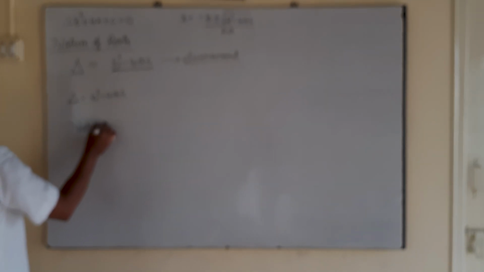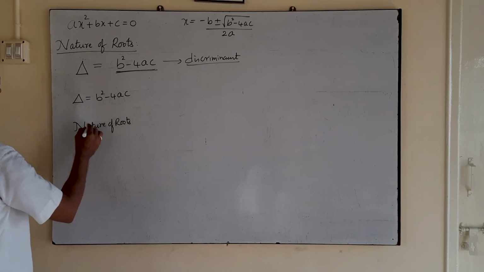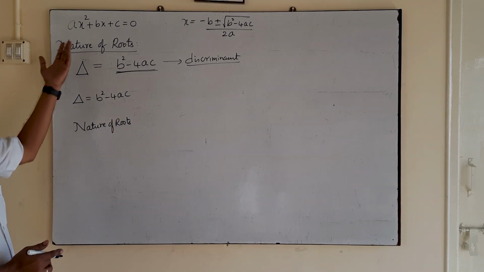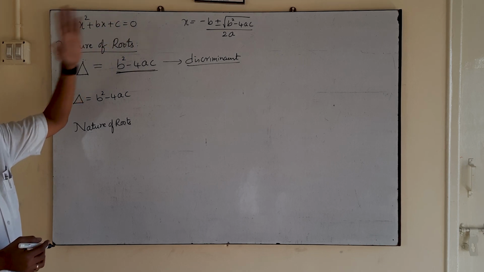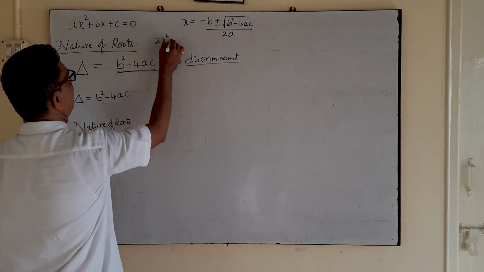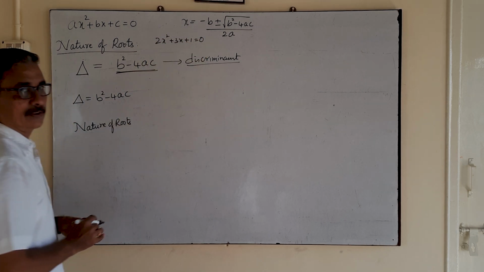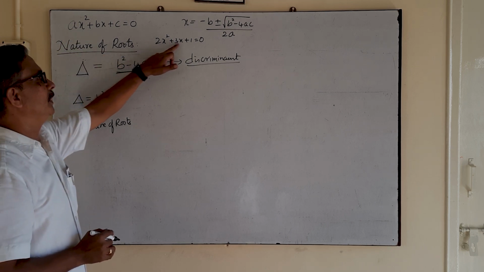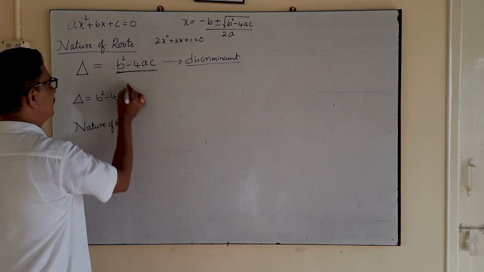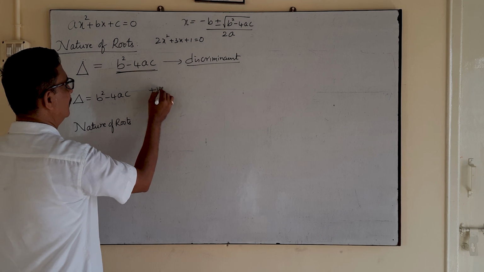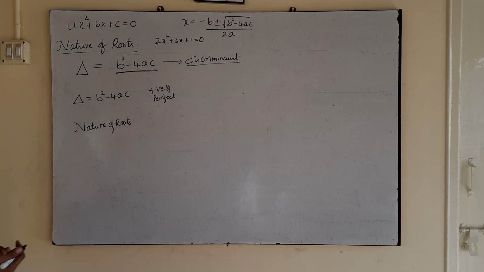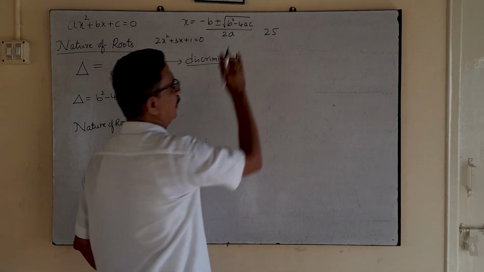Nature of roots. After substituting the values of a, b, c, for example, 2x square plus 3x plus 1 is equal to 0, an equation is given. The a value is 2, b value is 3, c value is 1. When we substitute these values, if the answer b square minus 4ac is positive and a perfect square, positive and perfect, that is, after substituting say 25 came.